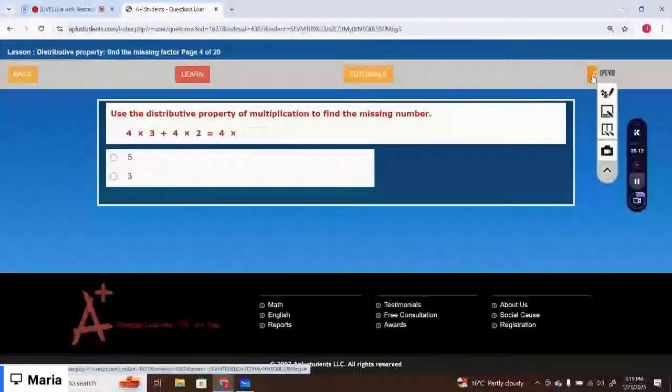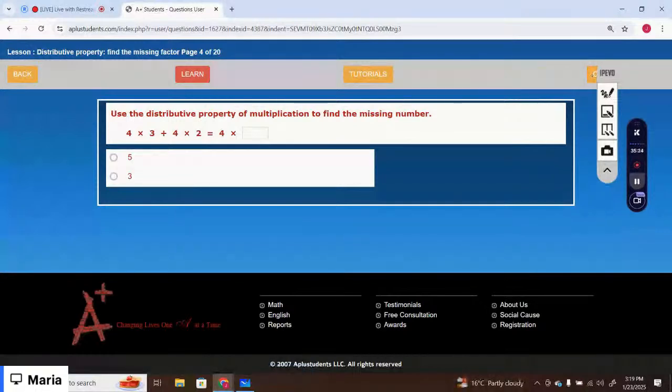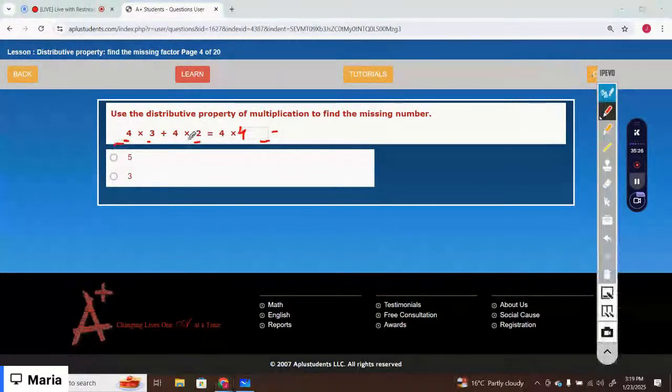Use the distributive property of multiplication to find the missing number. So which number is missing? You can see here 4 is the common number, right? That means that is the number that is outside the bracket. Then you can add these two. 3 plus 2 makes 5. So that is 4 times 5. The correct option is 4 times 5. Option number 1 is the correct option.